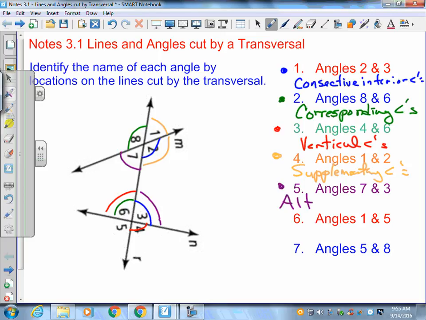And we can abbreviate that if you'd like to save a little space. Alternate interior angles. So when they're between the two lines that the transversal is crossing, or they're outside the two lines the transversal is crossing, you can use the word interior, exterior.